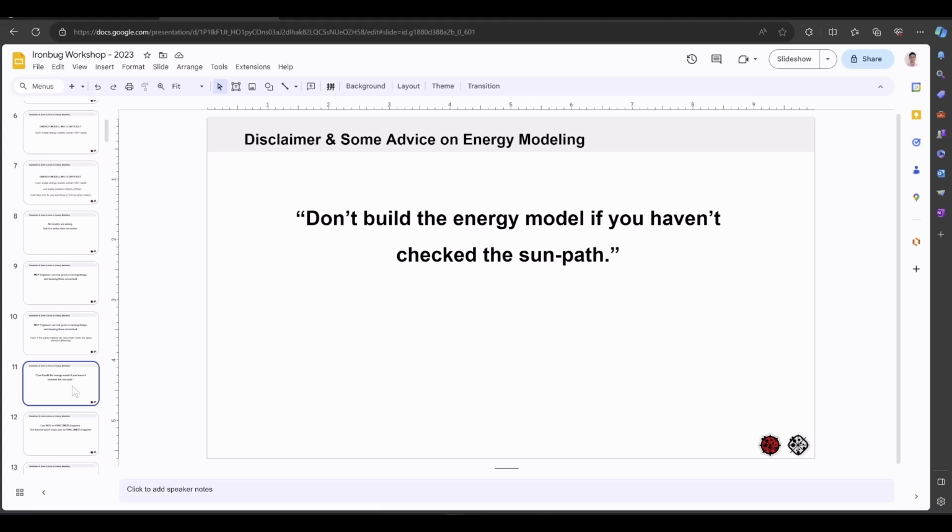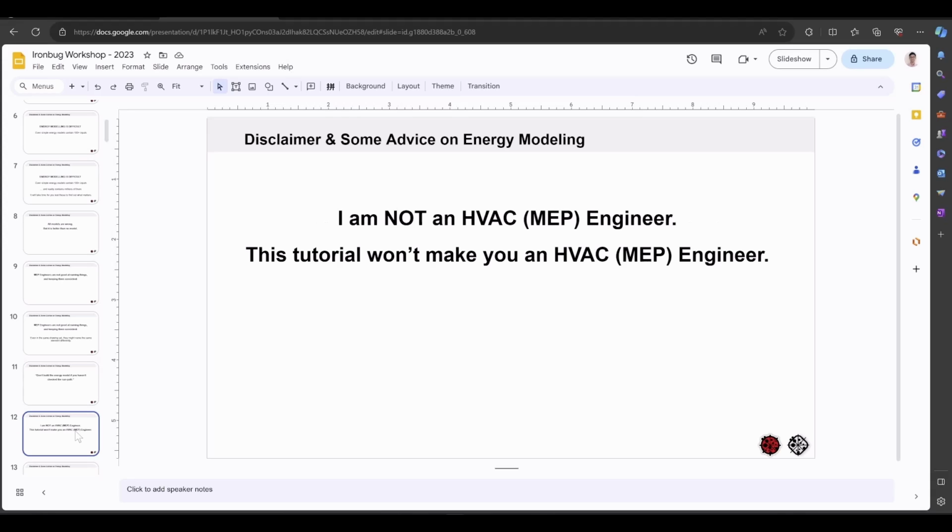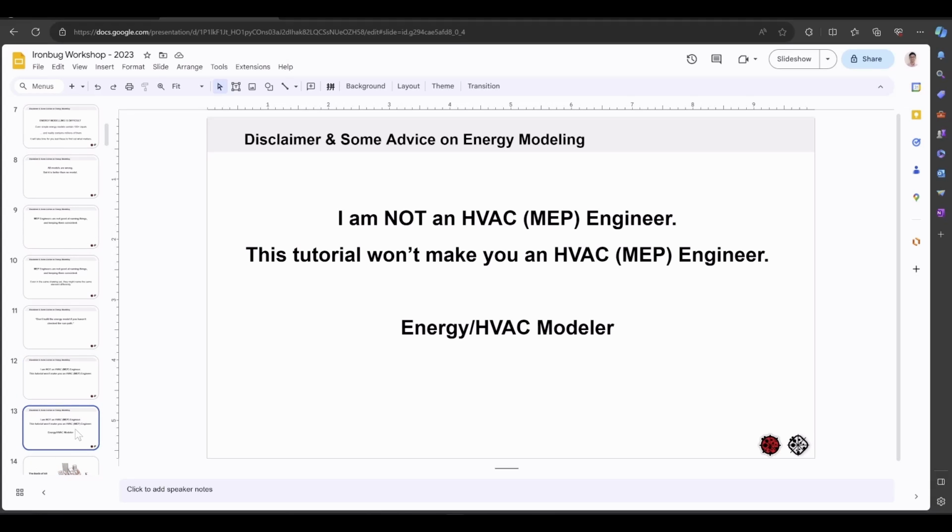And the next one is don't build the energy model if you haven't really checked the sanity basics. All I want to say here is, before questioning the output of your model, have you really checked very basic inputs, or have you checked if the fan is running correctly every hour, or is the heating system generating enough heating at the peak hour, etc. And the last one is I personally am not an HVAC engineer or MEP engineer, and this tutorial won't make you an HVAC engineer, but what I can help you with is to be a better energy modeler.